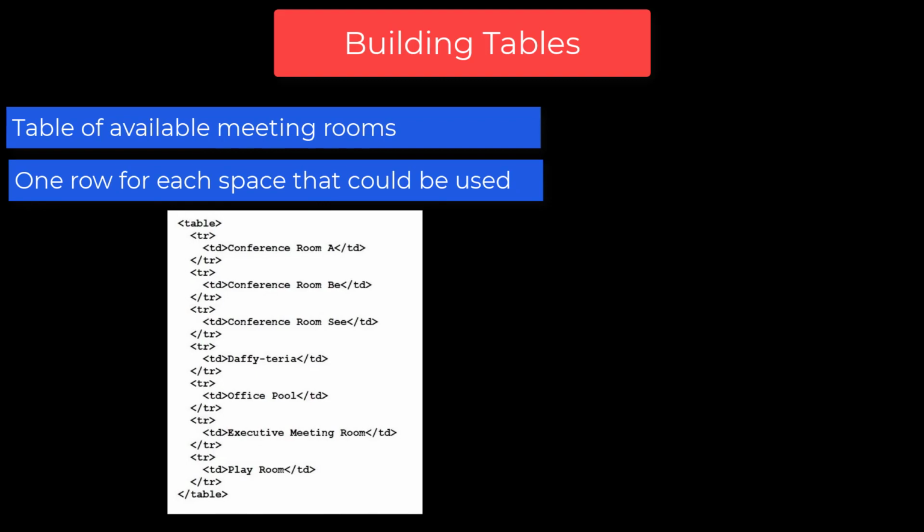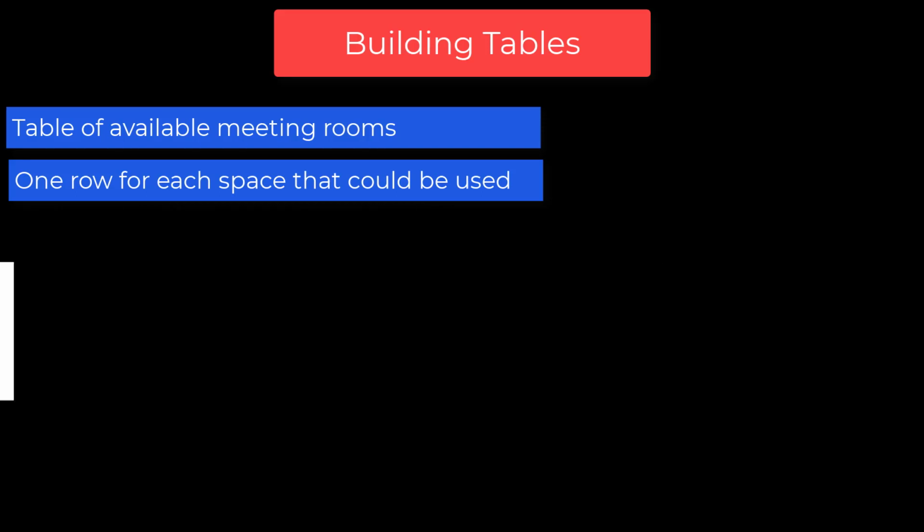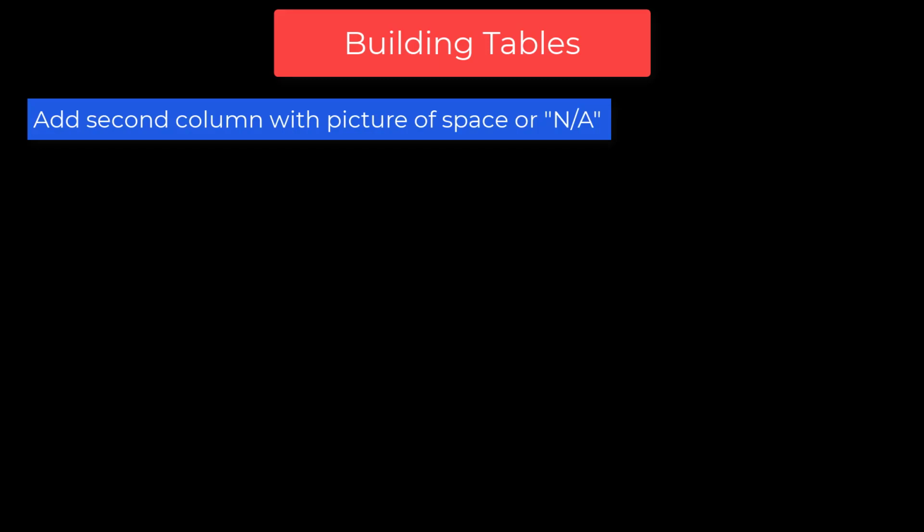Here's a table, 7 rows, and each has only 1 TD cell, which is the name of the meeting space. And it might display this way. Well, not very exciting, but it's a start. Next, let's add a second column consisting of a picture of the space for those spaces that have pictures available, and the letters N/A for the others.